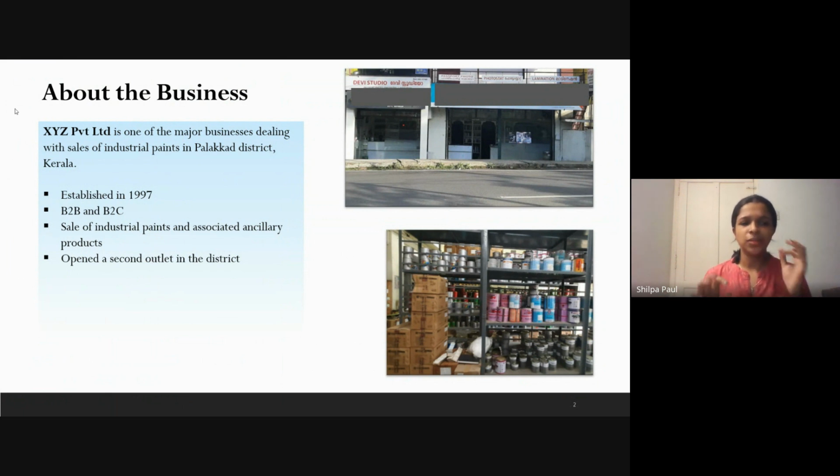So now it's more or less a B2B and a B2C business, but there is a slight shift that's happening, which we'll discuss later. And just before COVID, 1 or 2 years before COVID, this paint shop opened a secondary outlet. But for this project, we will be discussing only the parent outlet, and the secondary outlet is not considered here. So that was a very brief idea about the business.